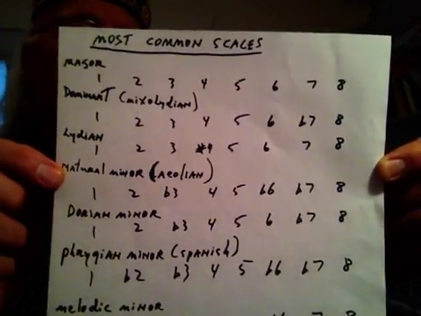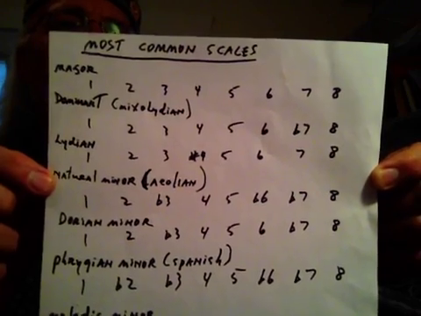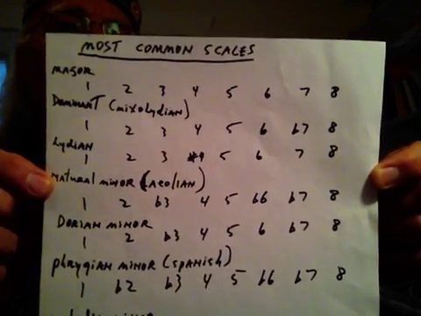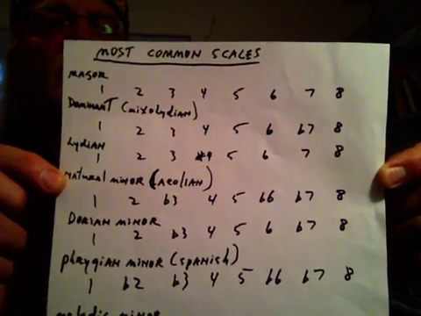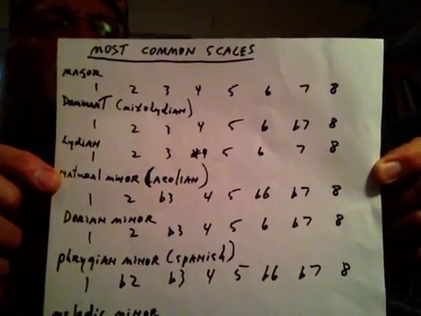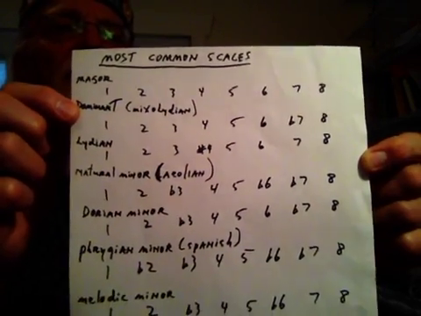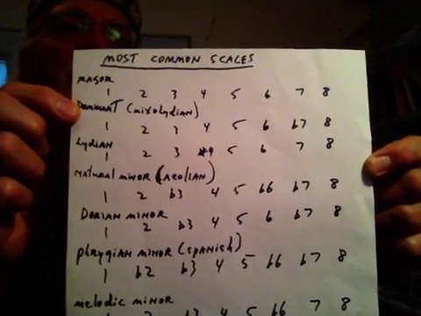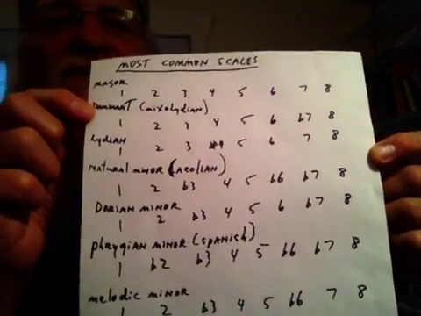But the natural minor scale takes the major scale and flats the third, the sixth, and the seventh. So the scale is 1, 2, flat 3, 4, 5, flat 6, flat 7, and 8. Going up here, we have the dominant scale. It's also called the Mixolydian scale.